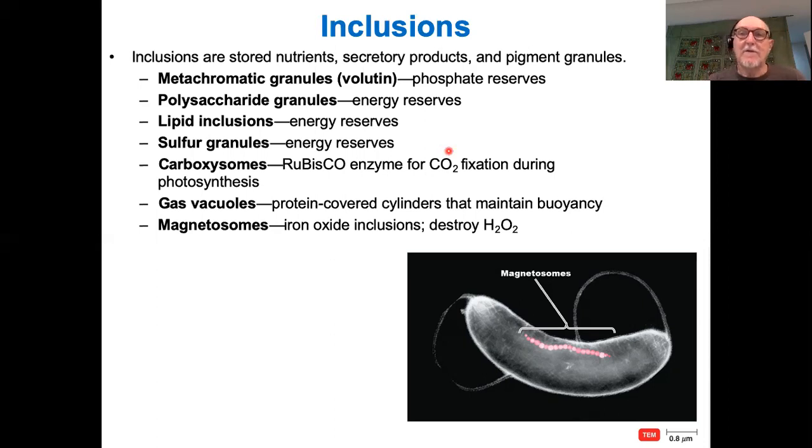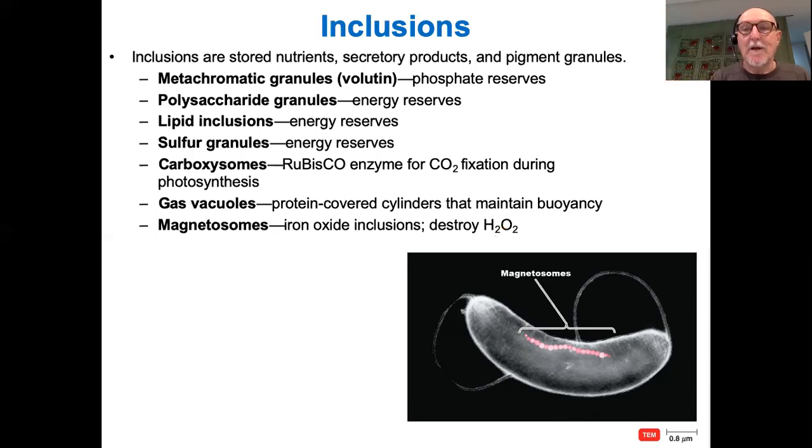Then we've got some others which are functional. They give the cell some environmental specialization. For example, aquatic bacteria sometimes have gas vacuoles, and those can be regulated so that this bacterial cell can regulate its position in the water column, up and down.